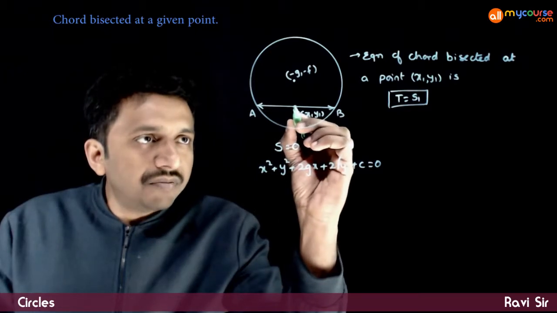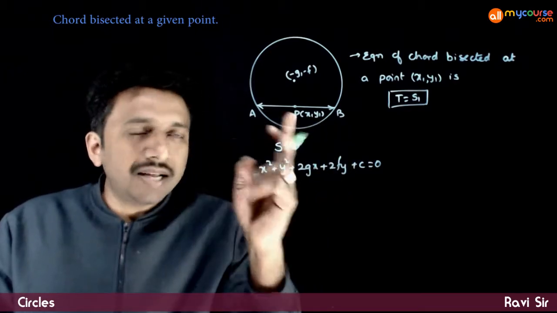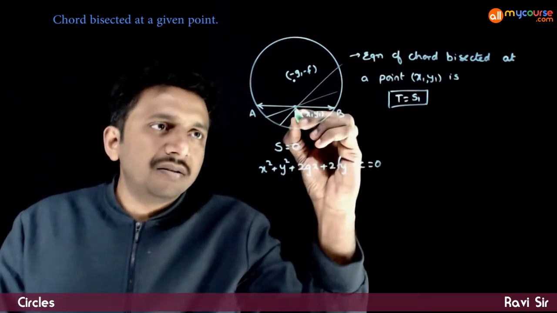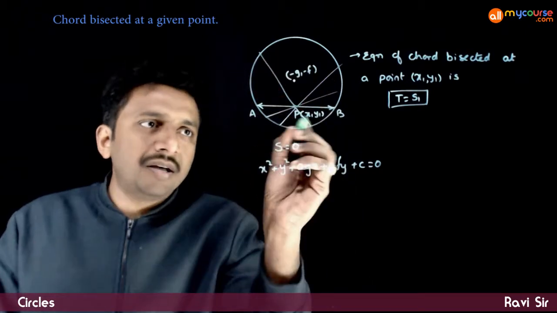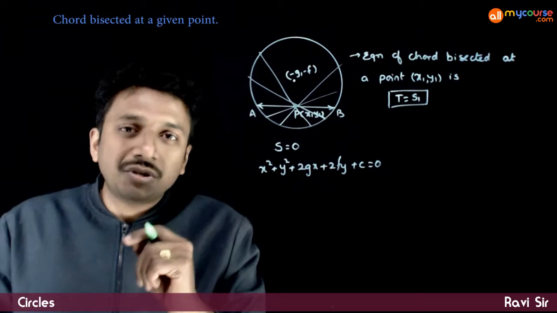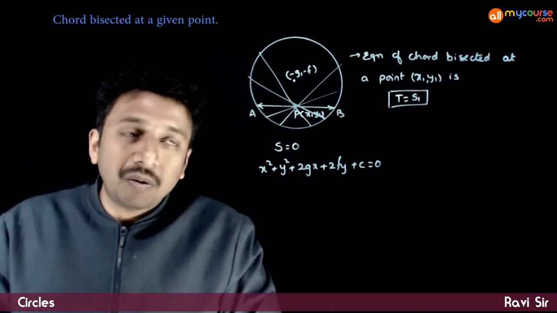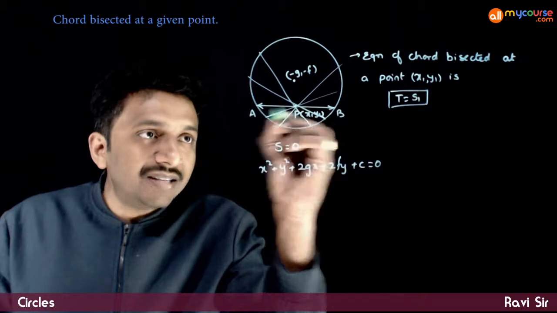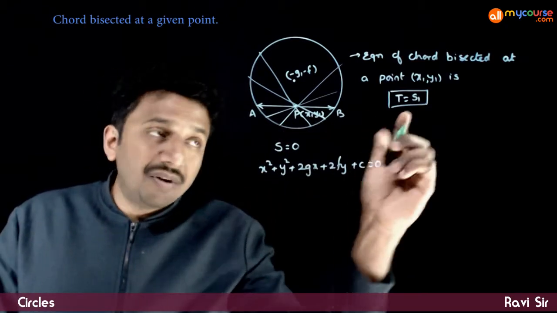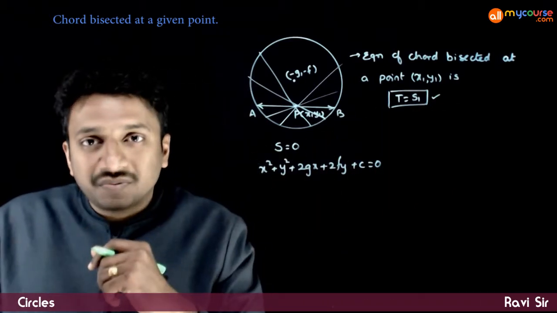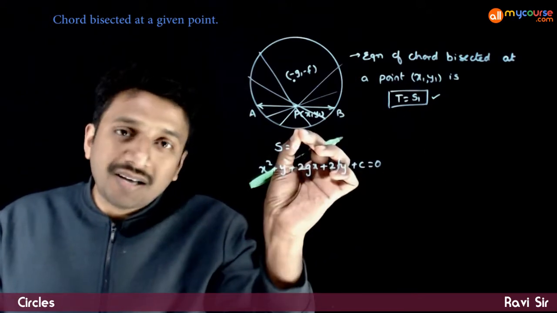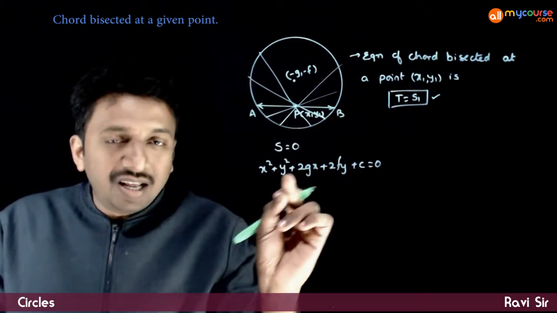Now through this point x1, y1, you have a lot of chords that can be drawn, right? You have this chord, you have this chord, you can draw this chord, and so on. You can draw many chords. But I want the equation of that particular chord which is bisected at this point. So the equation of that chord is given by T is equal to S1. T with respect to this point, and S1 with respect to this point.